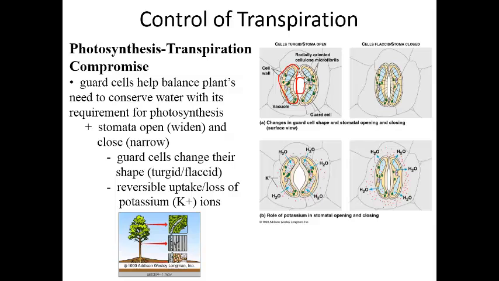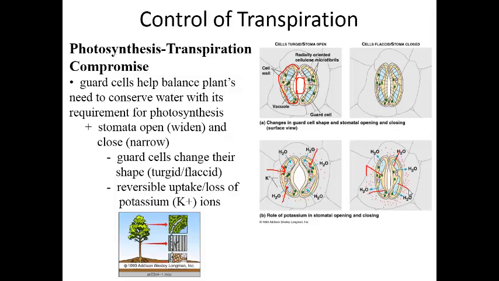On a cool, wet day, potassium is going to be pumped into the guard cells. As potassium is pumped into the guard cells, water is going to follow the potassium, and these guard cells are going to swell up and become turgid. When the guard cells swell up and become turgid, the stomata open. On hot, dry, or windy days, potassium is going to be lost from the guard cells.